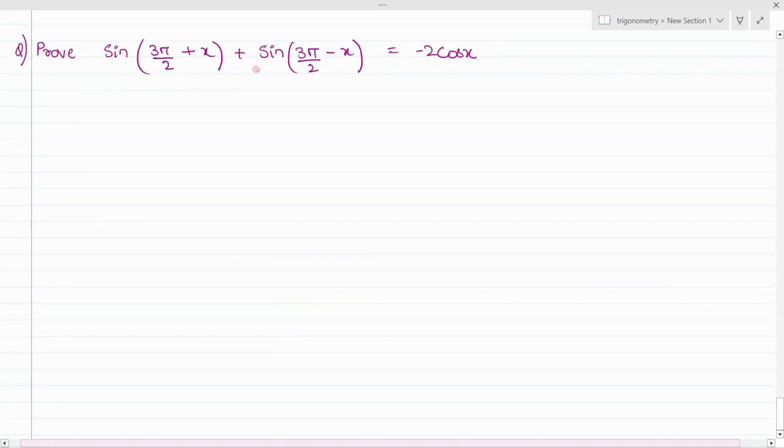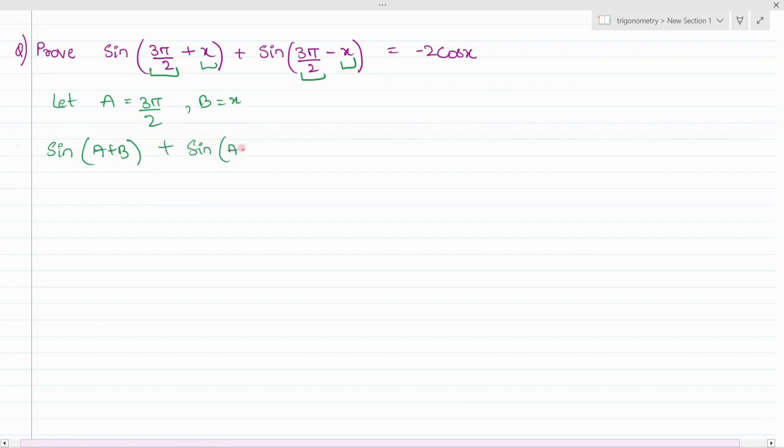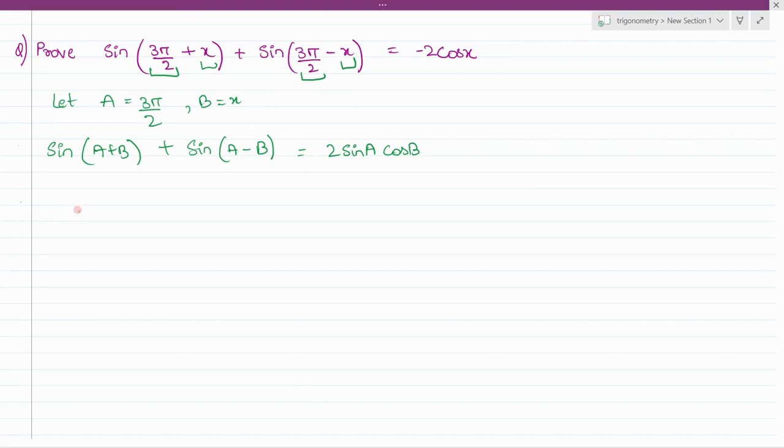In this question, we need to prove LHS is equal to RHS. So if you see over here, assume A is equal to 3 pi by 2 and B is equal to x, because the LHS is in the form of sine of A plus B plus sine of A minus B. We have just seen the formula: sine of A plus B plus sine of A minus B is nothing but 2 sine A cos B. So according to this formula, we can write it as 2 sine A, A is 3 pi by 2, and cos B, B is nothing but x.